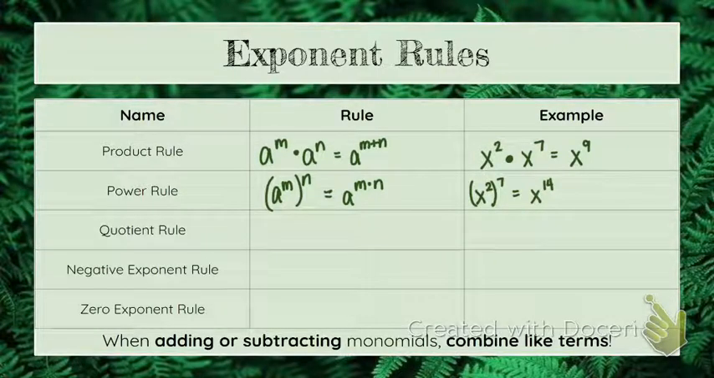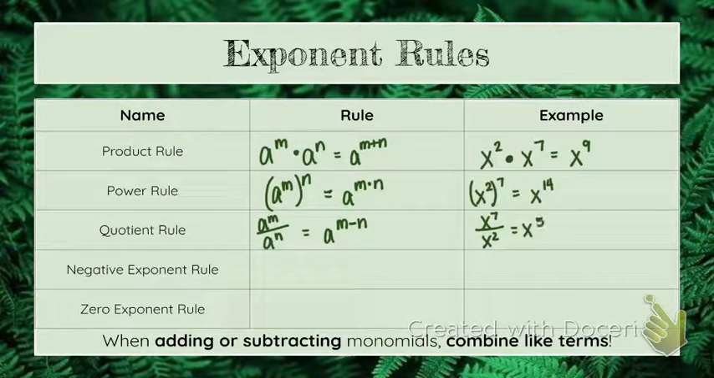The quotient rule tells us that a to the m power over a to the n power equals a to the m minus n power. You subtract them whenever you divide. So if we had x to the 7th over x squared, that would equal x to the 5th. And I think it's easier to look at this as like a fraction and look at things canceling. So we have 7 x's on top and we have 2 x's on the bottom. Well, we know that anything over itself is 1, so we can cancel out 1x here, 1x here. We can cancel out an x here and an x here, and now we're just left with x to the 5th.